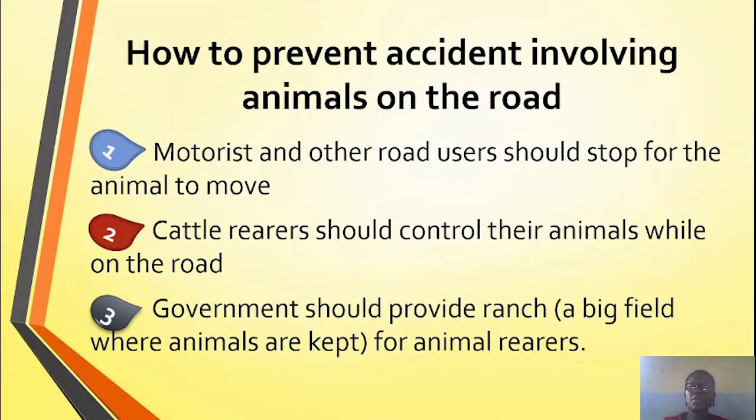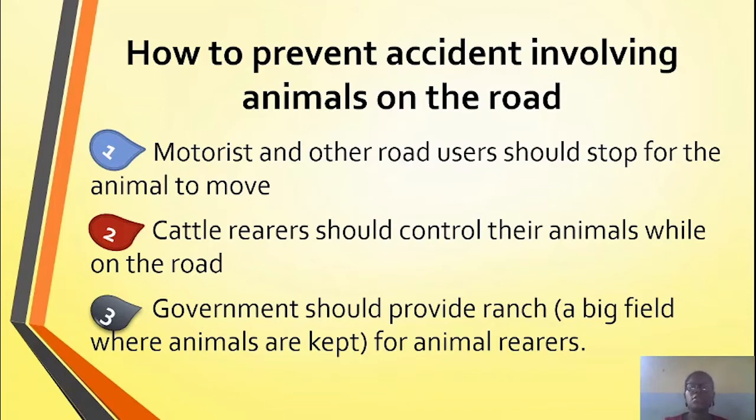Now, what are some of the ways we can prevent accidents when moving on the road where animals are being moved alongside? Let's talk about how to prevent accidents involving animals on the road. The first thing is that motorists and other road users should stop for the animals to move. It's advisable to allow the people moving with the animals to control them to one side of the road before the vehicles move and pass. So if people see such animals on the road, they should give them a chance to move to one side. People should also take measures by not being at top speed when seeing such animals on the road.